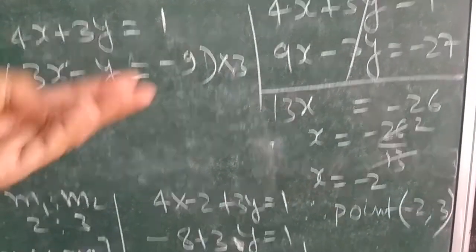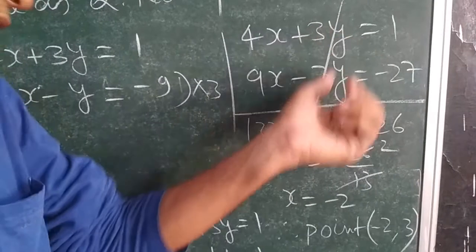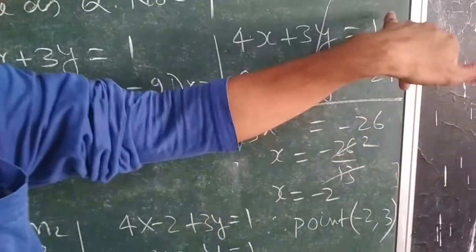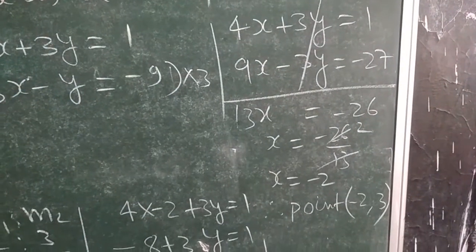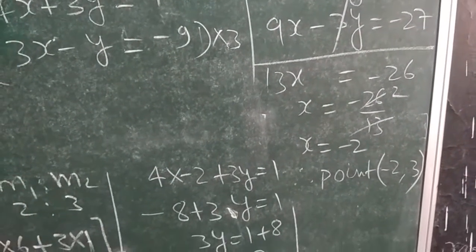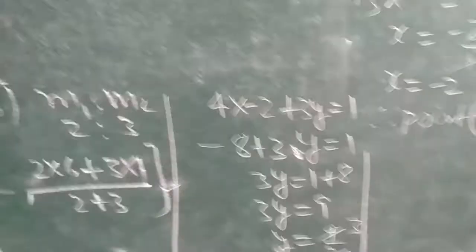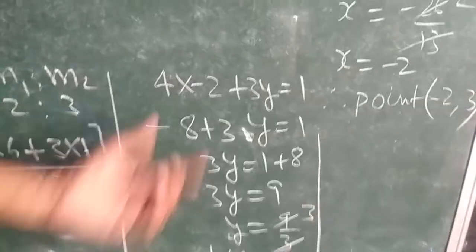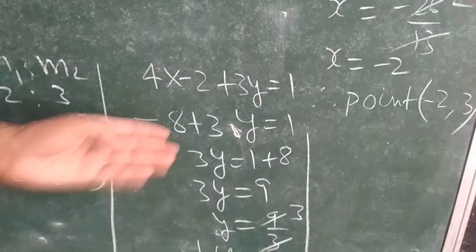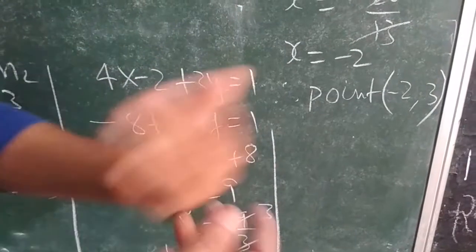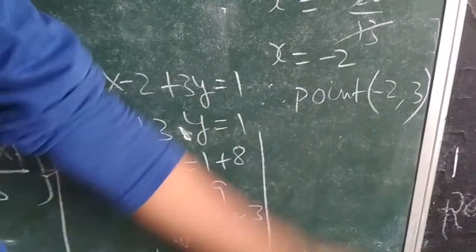Now you see that on adding, plus 3y and minus 3y get cancelled. 4x plus 9x is 13x, minus 27 plus 1 is equal to minus 26. So on solving them, we get the value of x equal to minus 2. Now putting this value in any of the equations, or in equation number 1, we get the value of y equal to 3. Therefore we get the point (minus 2, 3).